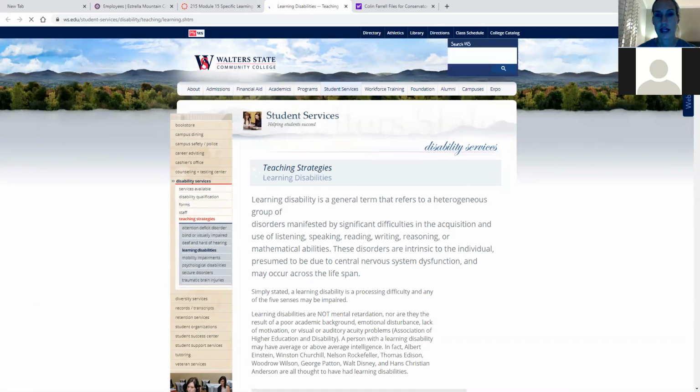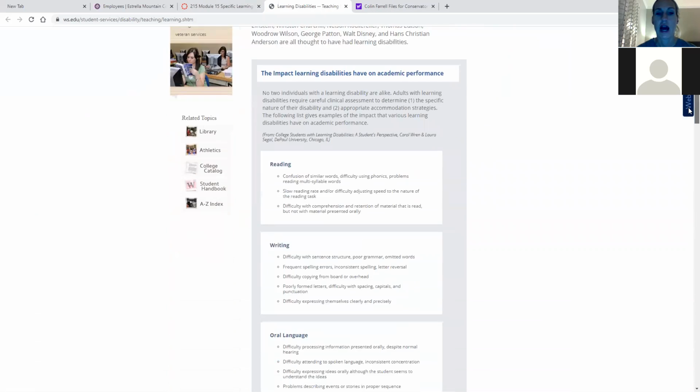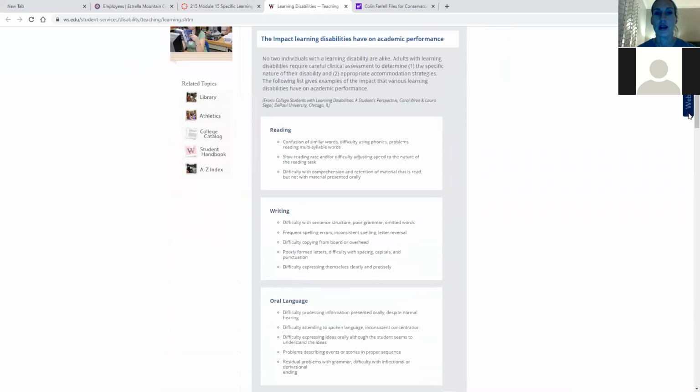So I do like this is a nice summary. Like I said, yeah, no two individuals with a learning disability are alike. So you're going to hear that in every kind of disorder we talk about. No two are alike. This is absolutely true. What we do know when we look at reading, there's some definite patterns, some, what I say, stereotypical things that we see, writing for sure.